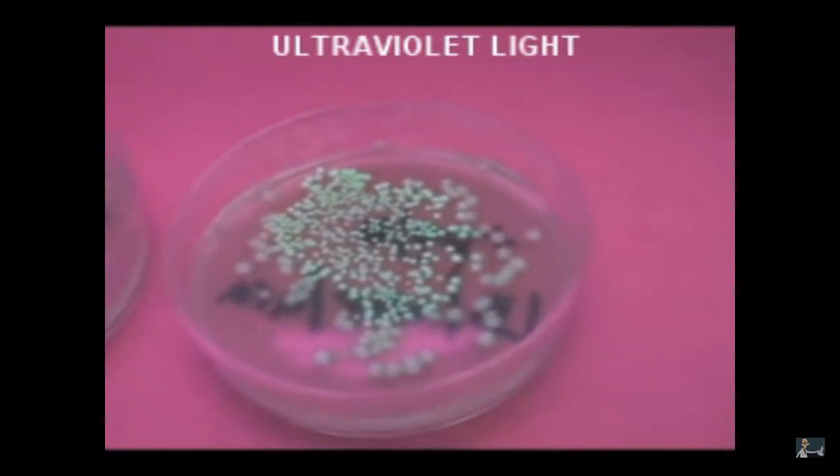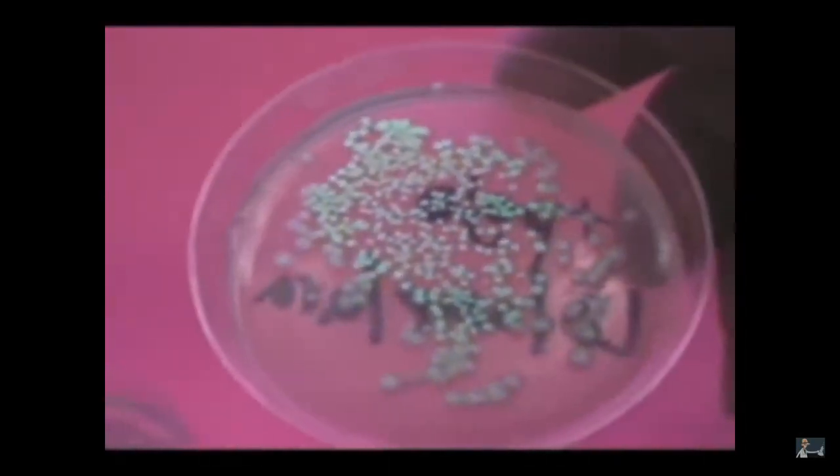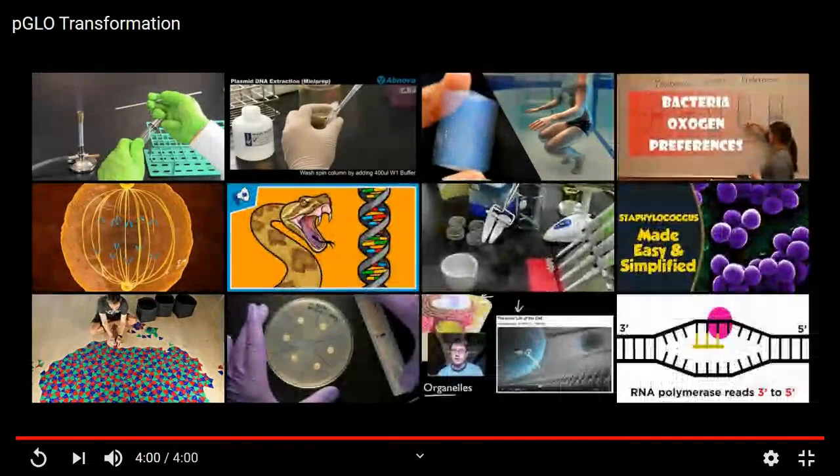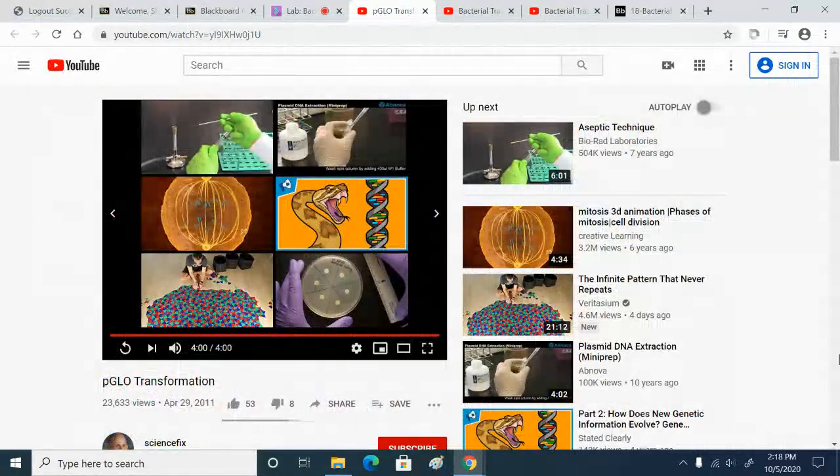So again, the plate that has the arabinose sugar has the fluorescent green protein because the ARAC protein and the arabinose bind together and then bind to PBAD to turn it on. And that allows the RNA polymerase to transcribe the green fluorescent protein gene.